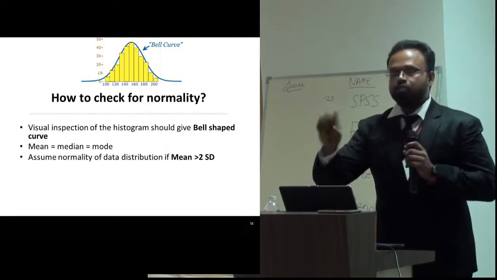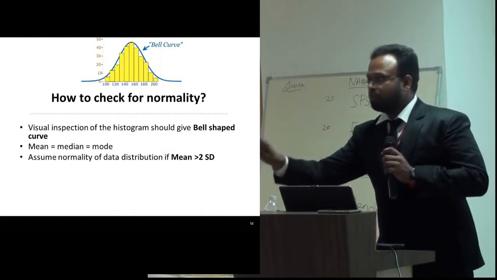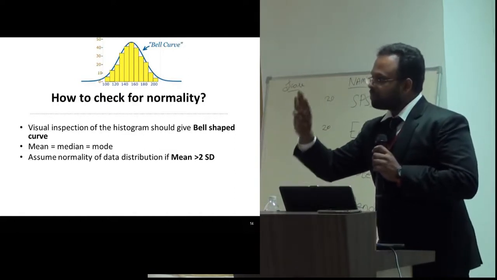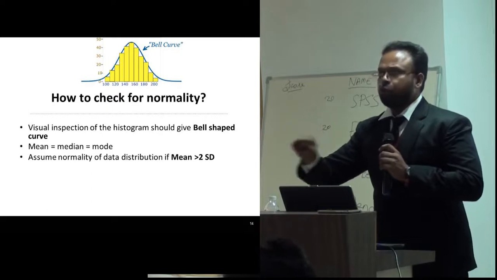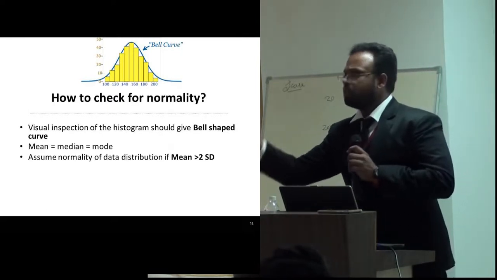So this is the fourth important step: whether the data is normally distributed or not. Why are we running behind normality? We need to do parametric tests. Parametric tests are stronger.